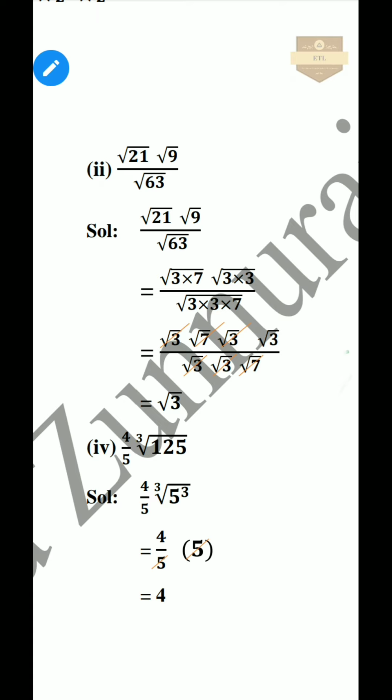In part 2 we have under root 21 into under root 9 divided by under root 63.